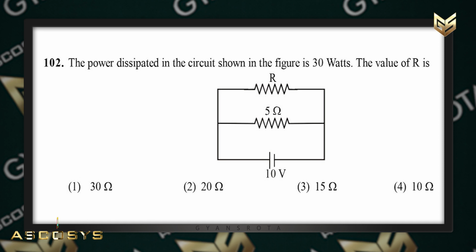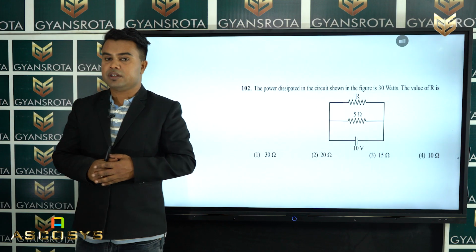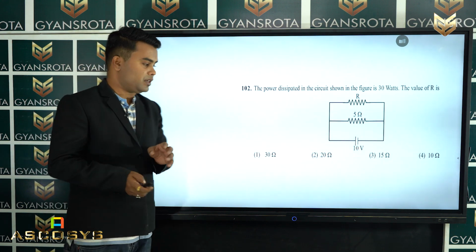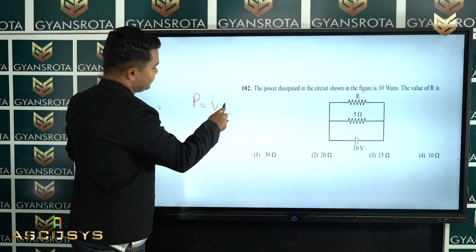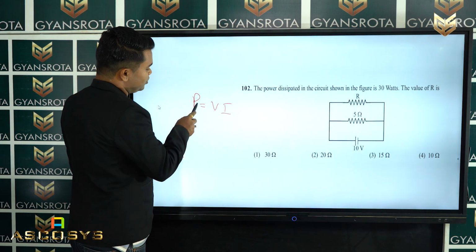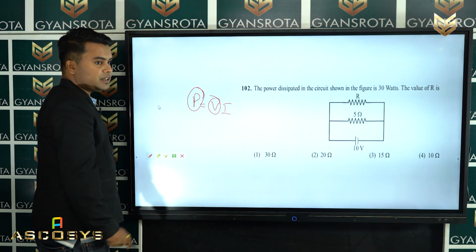How much is the power given? 30 watt. The value of R is how much? Okay. You need to use the formula for power out here. What is power? P is equal to VI. Fine. So P you know, V you know. You can calculate the current from here.